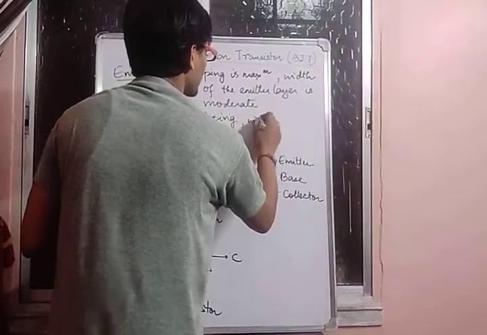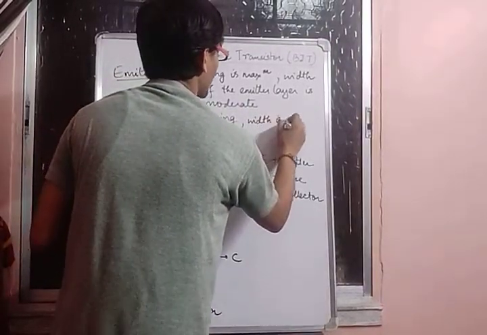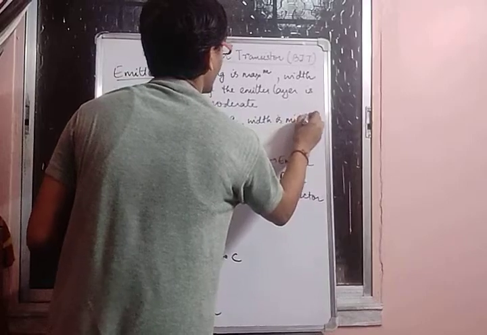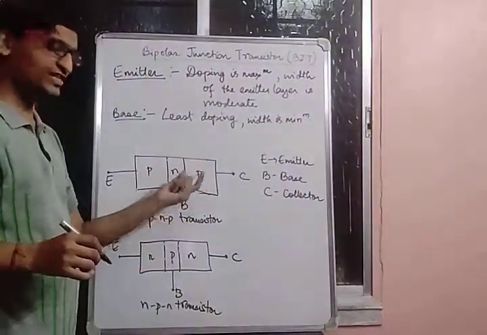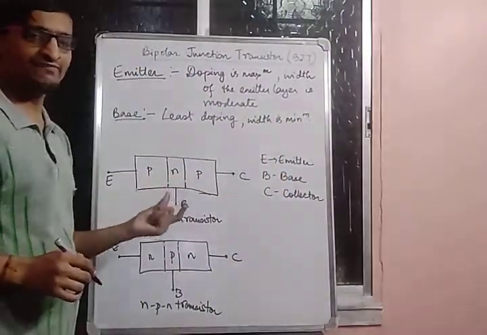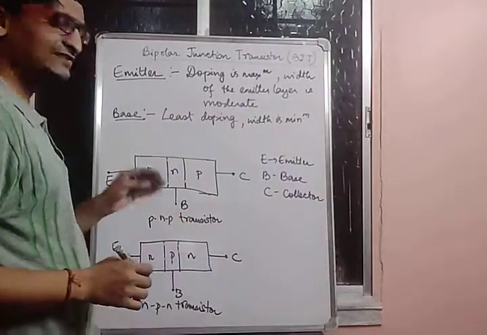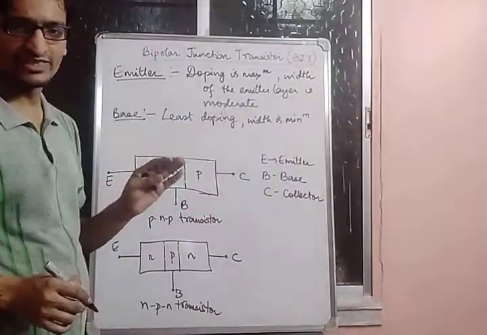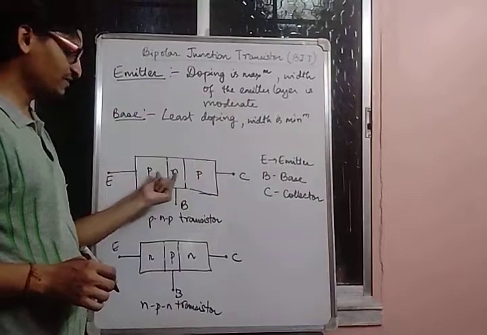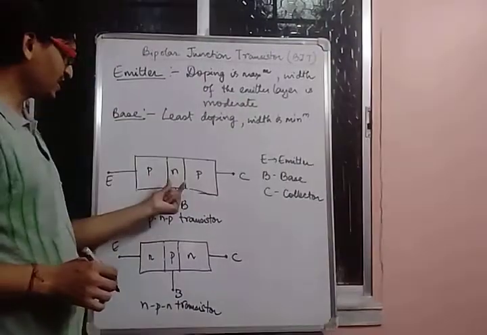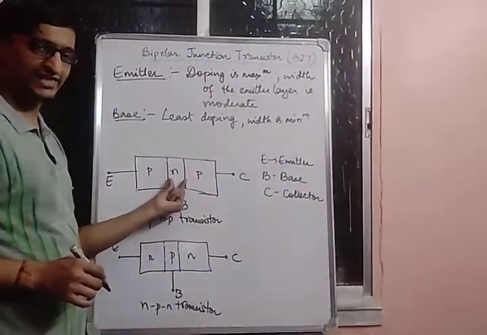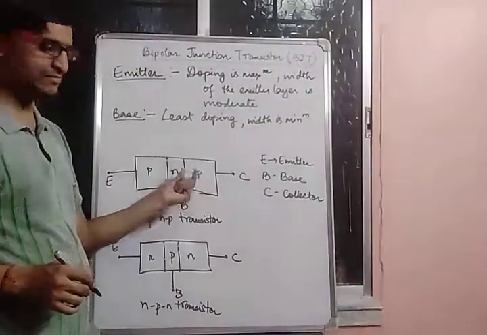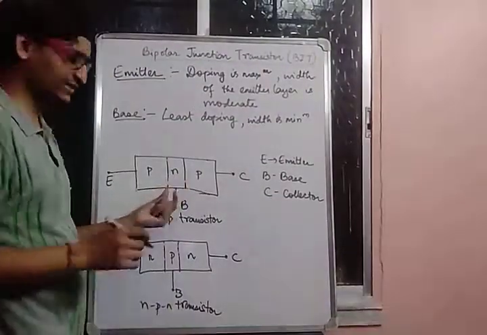Width is minimum. Out of these three layers, base layer is having least doping as well as least width. Among these three, the minimum width will be of that of base, as well as doping will be minimum as that of base.